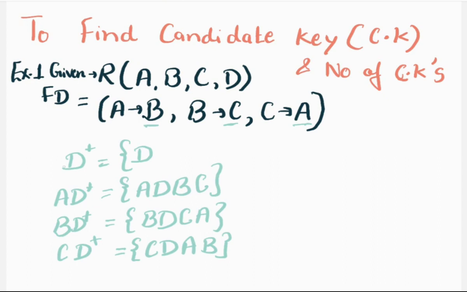So we have seen single attributes. In single attributes we are not having any candidate key. Now we have taken the combinations of two because D will always be present in all the candidate keys. So we have taken all the combinations with D, A, B and C. Now we'll check the combinations of three attributes. D will always be there, and now we'll take the combinations of the other attributes.